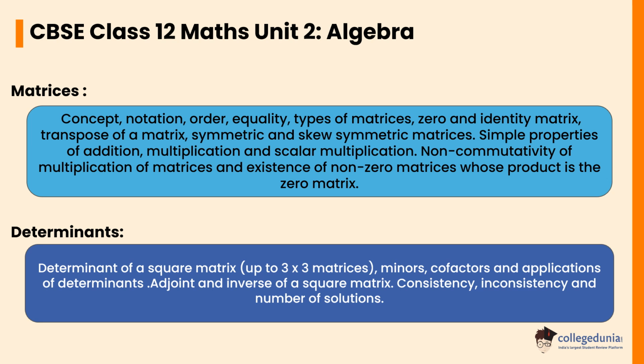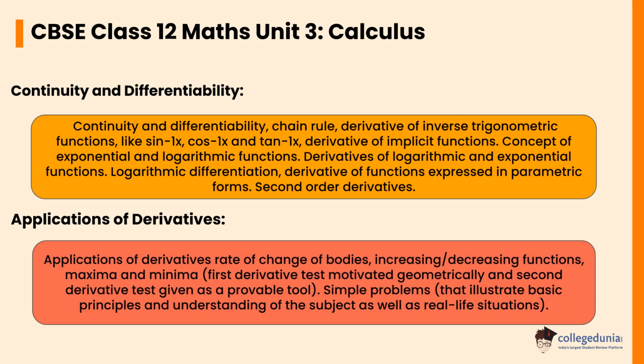In determinants: the determinant of a square matrix up to 3 by 3 matrix, minors, cofactors and applications of determinants, adjoint and inverse of a square matrix, consistency, inconsistency and number of solutions. Let's take the important topics of Unit 3, Calculus.